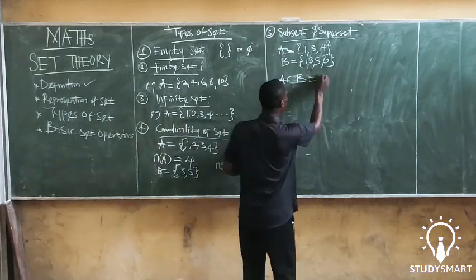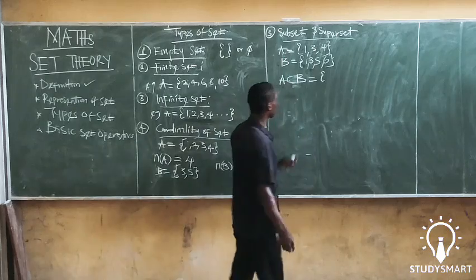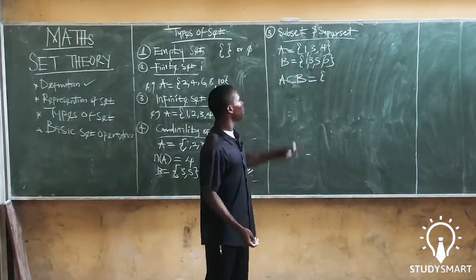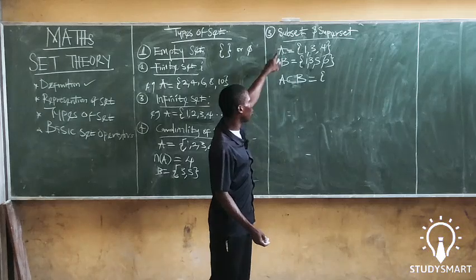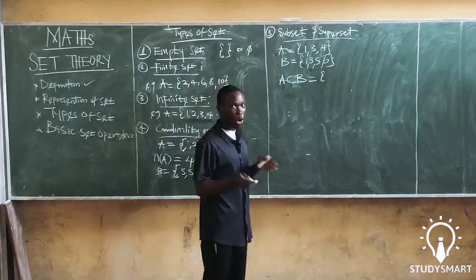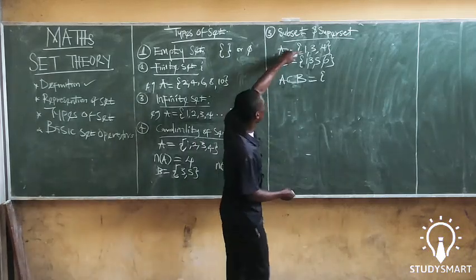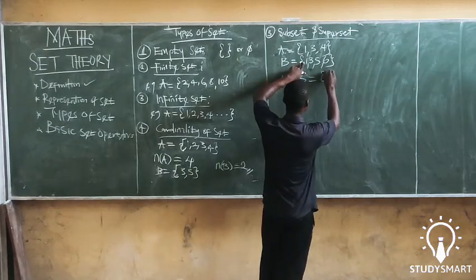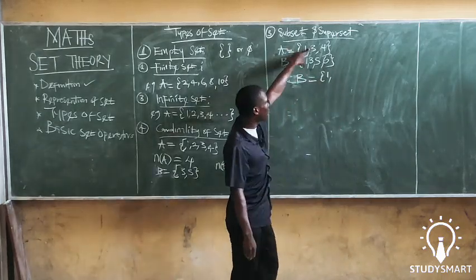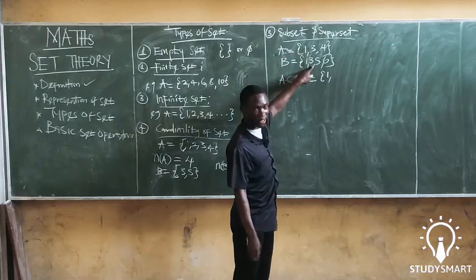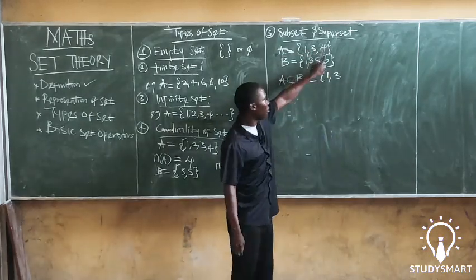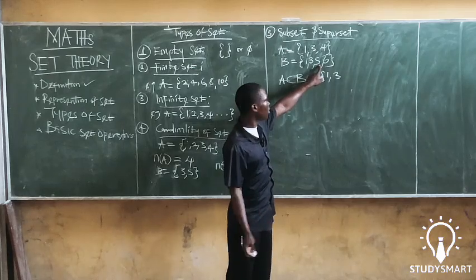So now I'm going to list out those numbers I'm seeing in A, because A is said to be a subset of B if the elements found in A are also in B. So now I have 1 in A and I have 1 in B. I have 3 in A, I also have 3 in B. I have 4 in A. Well, I don't have 4 in B.